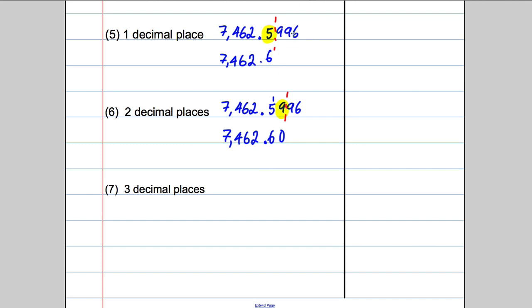And lastly, three decimal places. So what we're going to do is we're going to highlight the third decimal place. Because the digit after is a 6, we're going to round this up. So that's going to be a 10. We're going to write down the 0 and carry the 1. That makes a 10, so we're going to write down the 0 and carry the 1. And 1 and 5 is 6. Okay, and everything else stays as it is, 7462.600. And it has the three decimal places, and we're done.